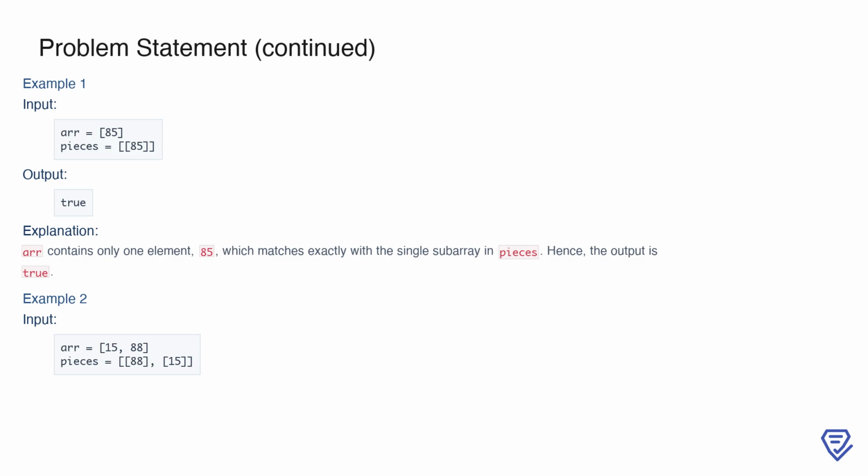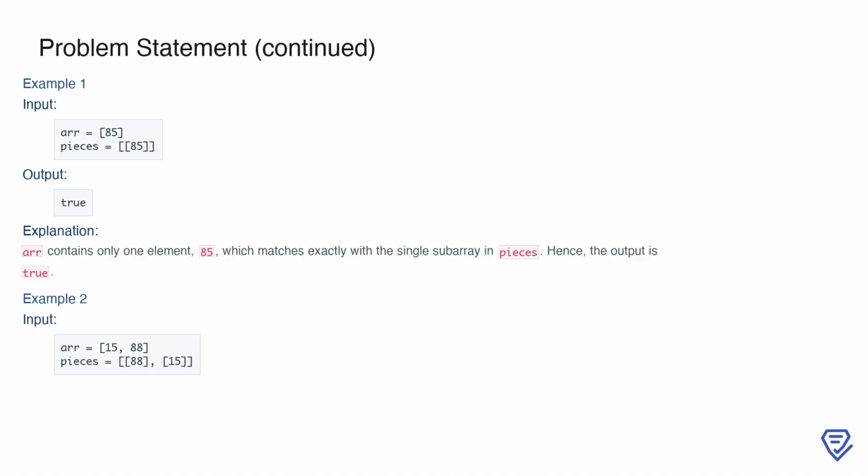Let's look at some examples to clarify. In the first example, the input is ARR equals [85] and pieces equals [[85]]. Here, the array ARR contains only one element, which matches exactly with the single subarray in pieces. Since no reordering is needed and the subarray matches perfectly, the output is true.